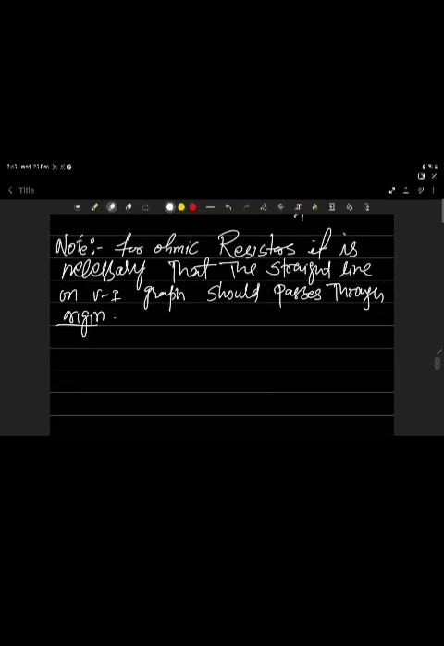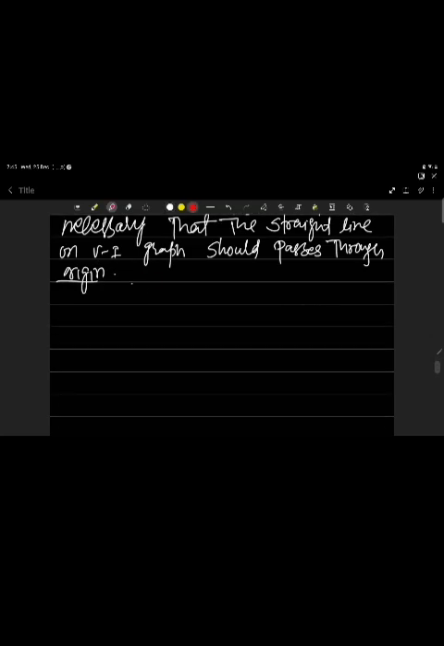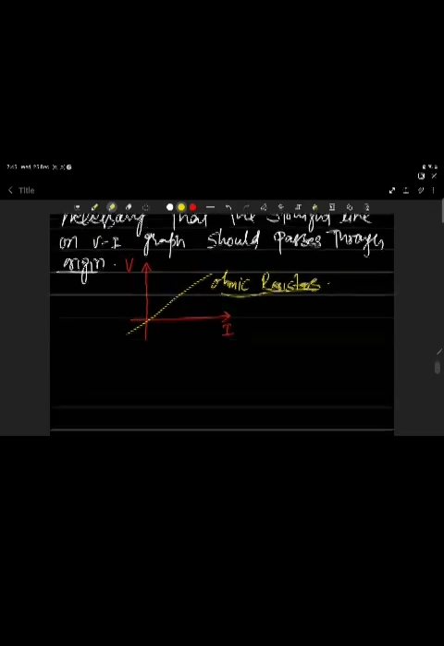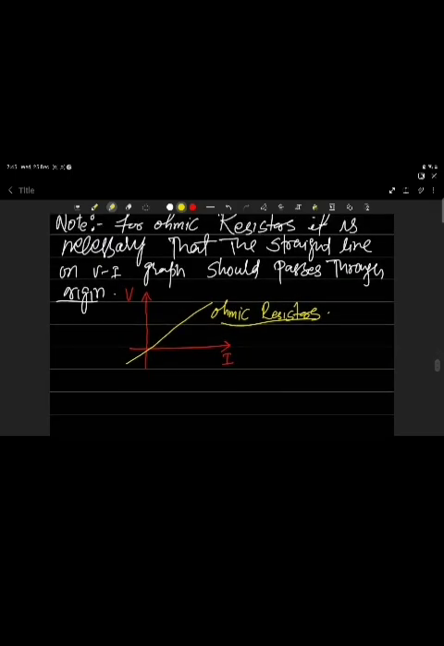Some note is there, you have to note down this one. For an ohmic resistor, it is necessary that the straight line on the VI graph should pass through the origin. It is a necessary condition that for an ohmic resistor, the straight line on the VI graph should always pass through the origin. Then it should be called an ohmic resistor. You have to remember this, as this question has been asked many times.